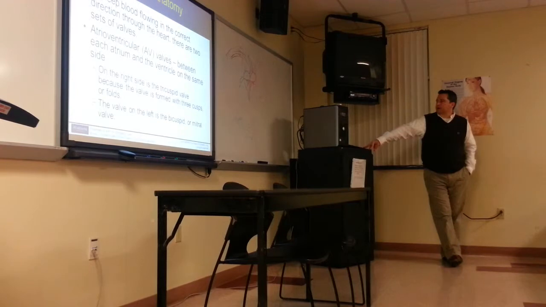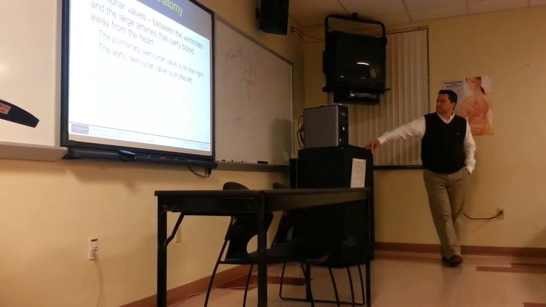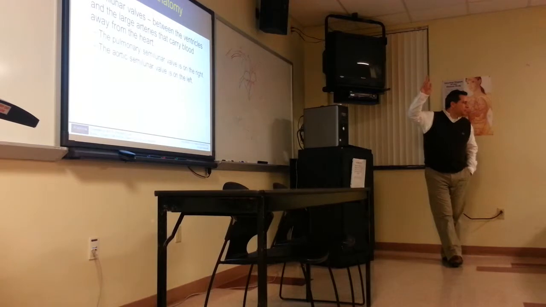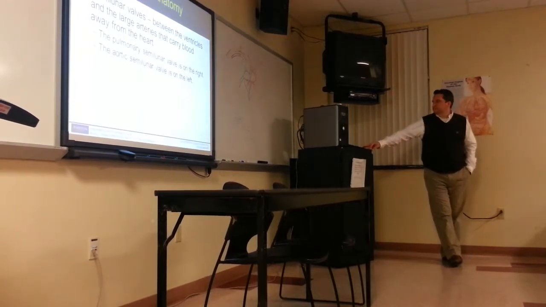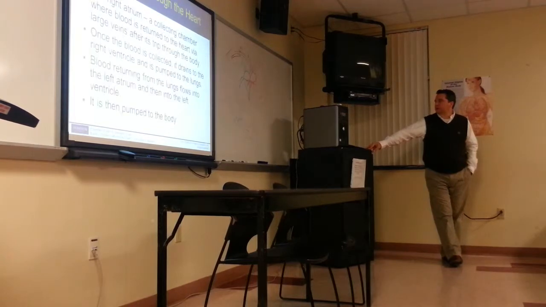The atrioventricular valves, the AV valves, we just talked about. Tricuspid on the right side, bicuspid or mitral valve on the left side. The semilunar valves are the ones going from the ventricles either up into the pulmonary trunk or up into the aorta. That's the name, pulmonary and aortic valves.